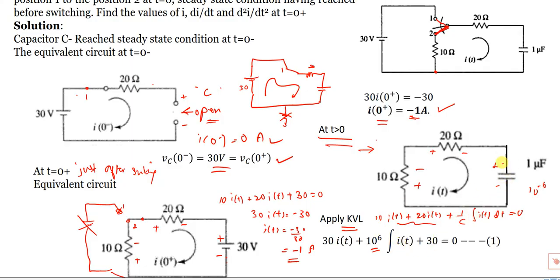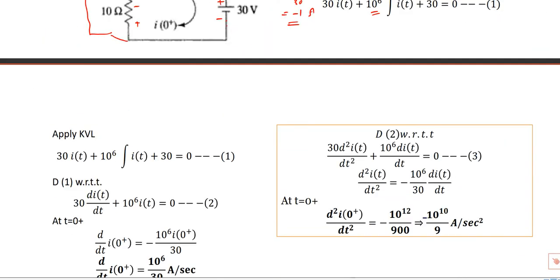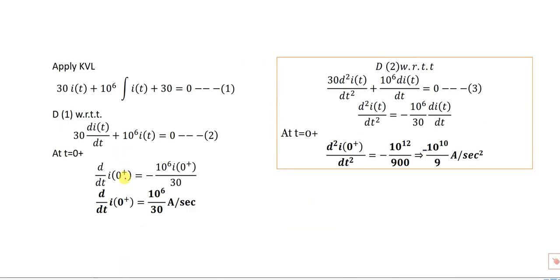They have written 40 for t greater than 0 capacitor voltage, and this is optional anyway. Once you differentiate, this will go, because we have to find out di by dt. Since it is a capacitor, we have an integration term. In order to get di by dt, we have to differentiate this. So now, if I differentiate, 30 I of t plus 10 to the power 6 integral of I of t plus that is equal to 0.